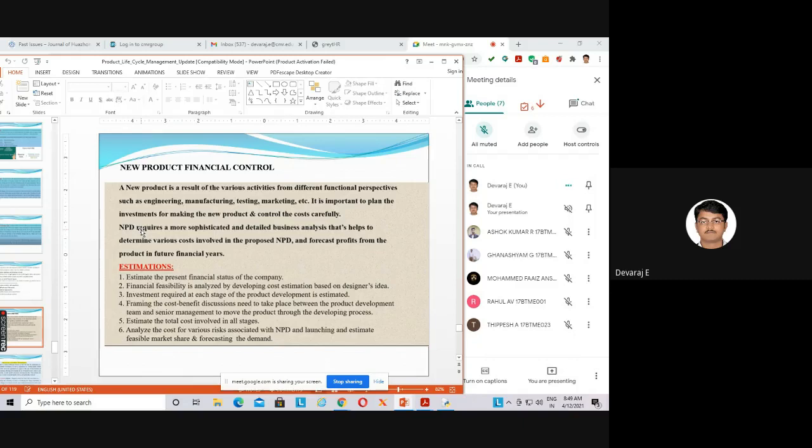And forecast profit for the product in future financial years. So it's very important. First, initially for a new product development, we should write down how much investment we will do for producing the products. Then later on, for getting more profit, or more revenue, how much product we should sell in the market.